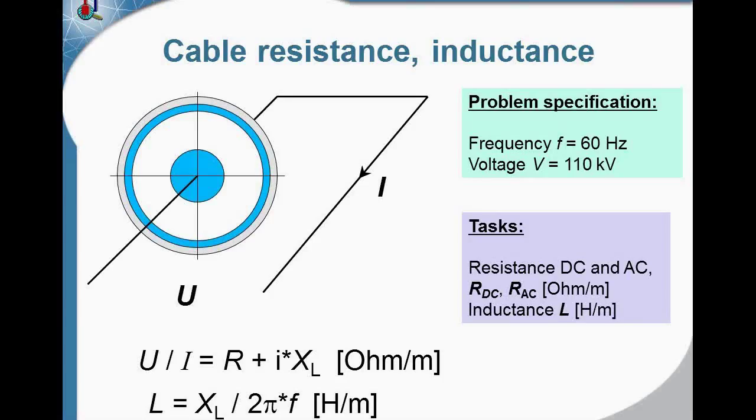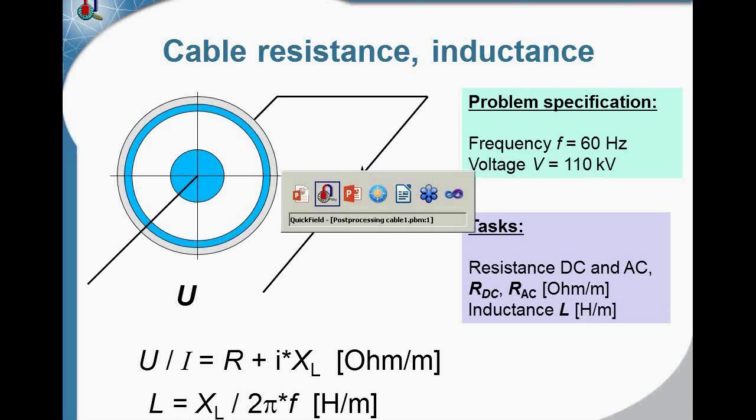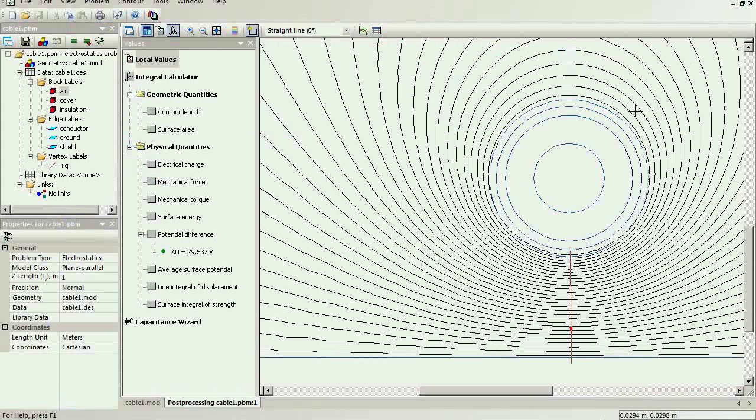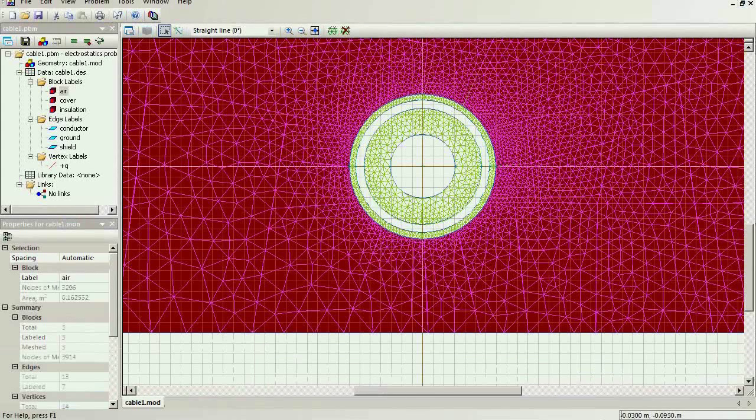Cable inductance is another parameter that you need to know to calculate the cable impedance, and usually when you calculate the inductance you can also measure the cable resistance. So we will do the simple test. We will connect the current source to the cable and measure the voltage drop. This way we will calculate the resistance of the cable and the reactance. And from the reactance we can calculate the inductance of the cable.